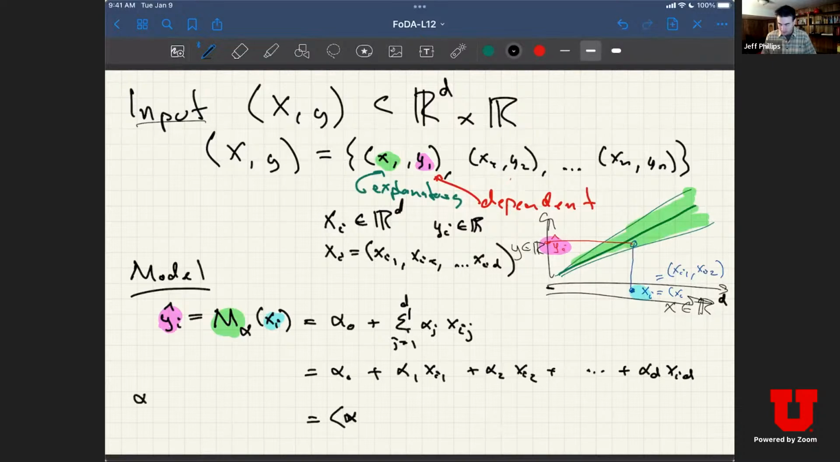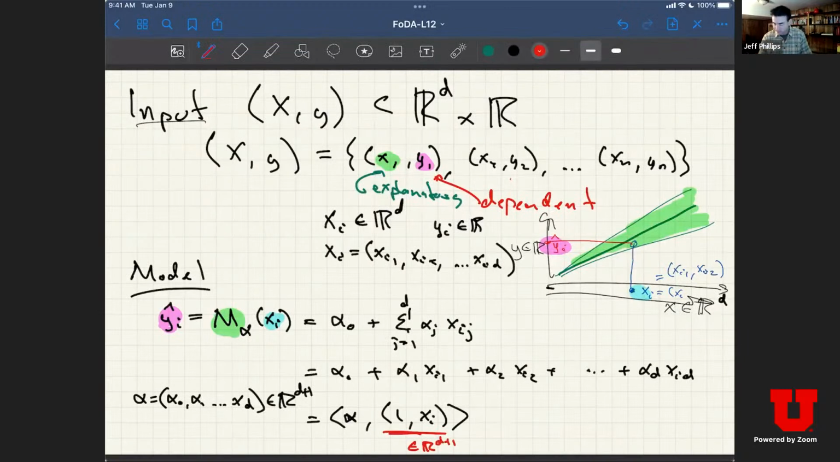Okay, and now alpha is going to be a vector alpha 0, alpha 1, up to alpha d, which is a vector in R^(d+1). So it's alpha dotted with (1, xi), right? So xi was a vector in R^d, but I'm going to put a 1 on the front. So now this vector here is in R^(d+1).